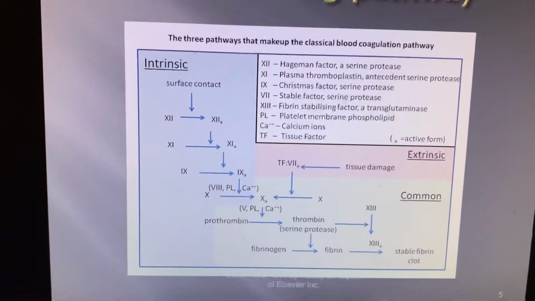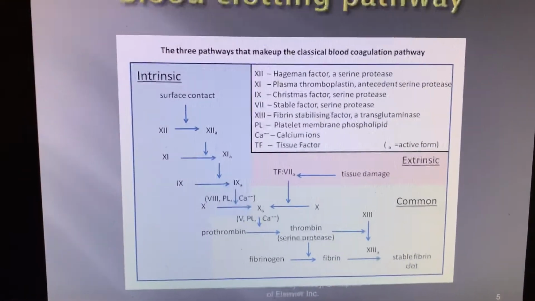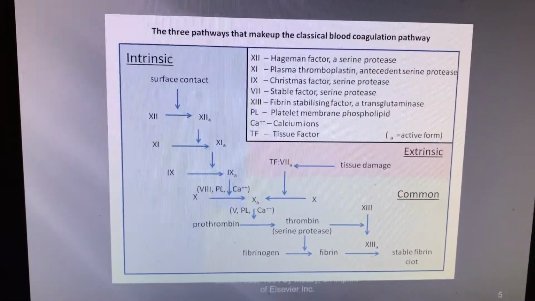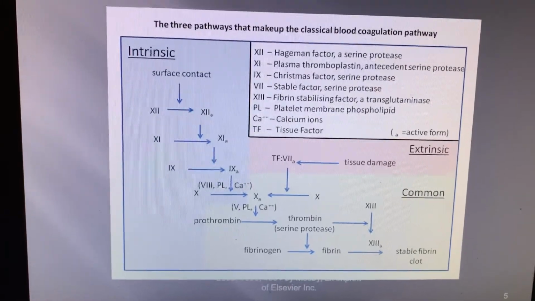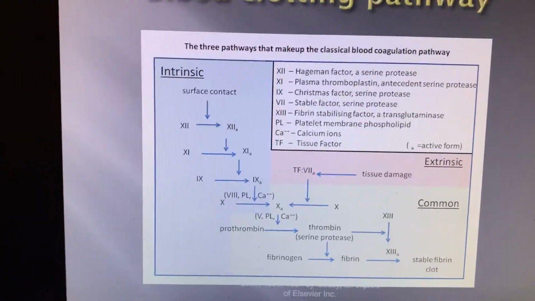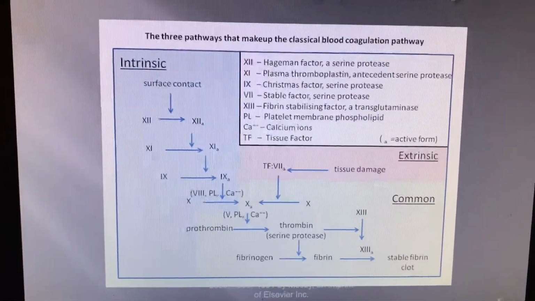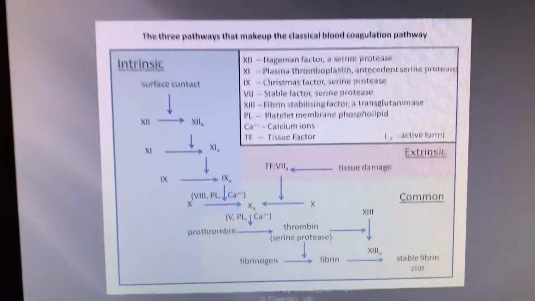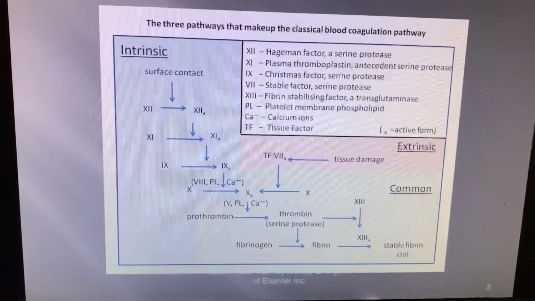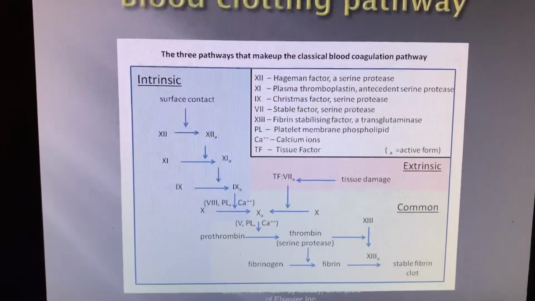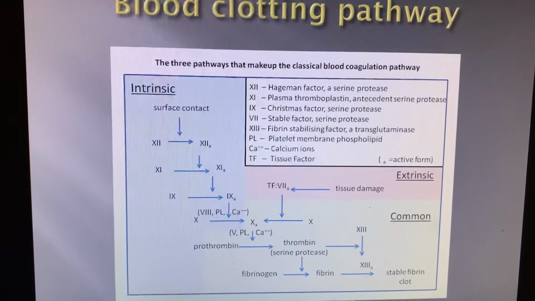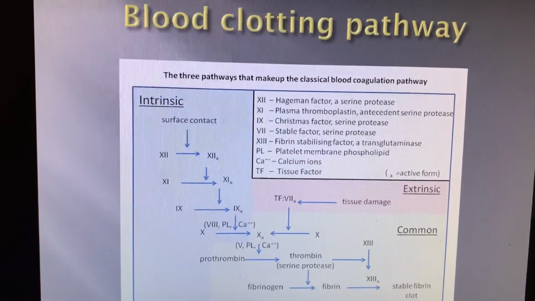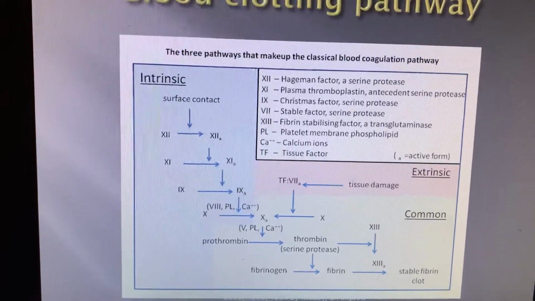So here we have a sort of a schematic of the blood clotting pathway, and it's extremely complicated. I mean, you could have a class solely on the blood clotting cascade and all the factors that are involved in that. And you see there's a whole bunch of them, and some you've learned the names of, like Christmas factor and the factor 8 that has to do with hemophilia.